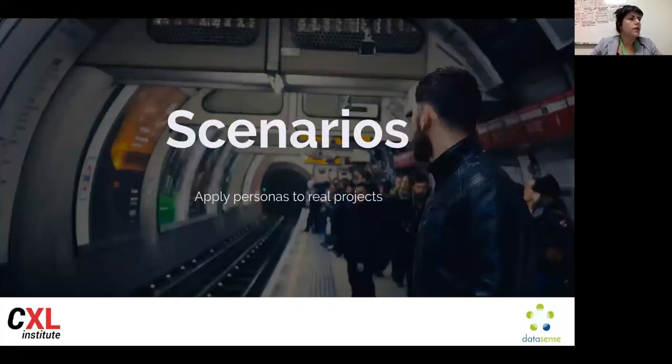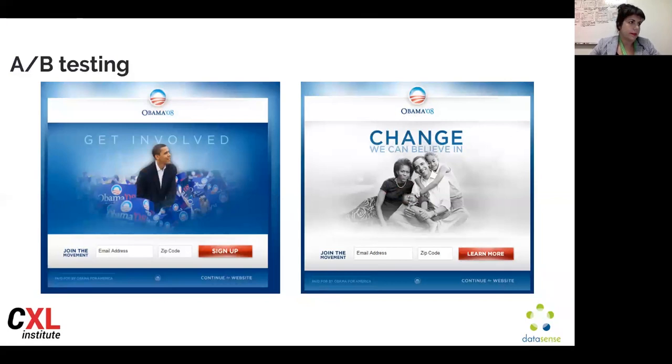And now let's go through a few scenarios. The first scenario that I want to show you is A/B testing. Again, we're only going to be able to tackle 2 today, but we'll have more in the course that will start next week. So in A/B testing, for example, this is an example of A/B testing.